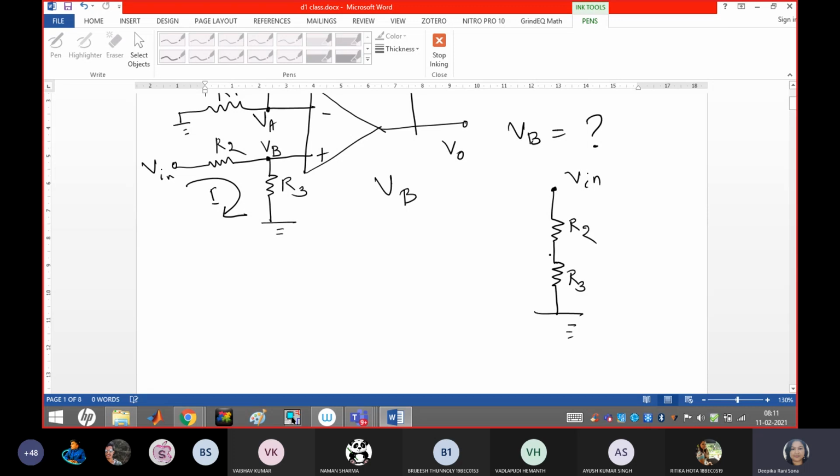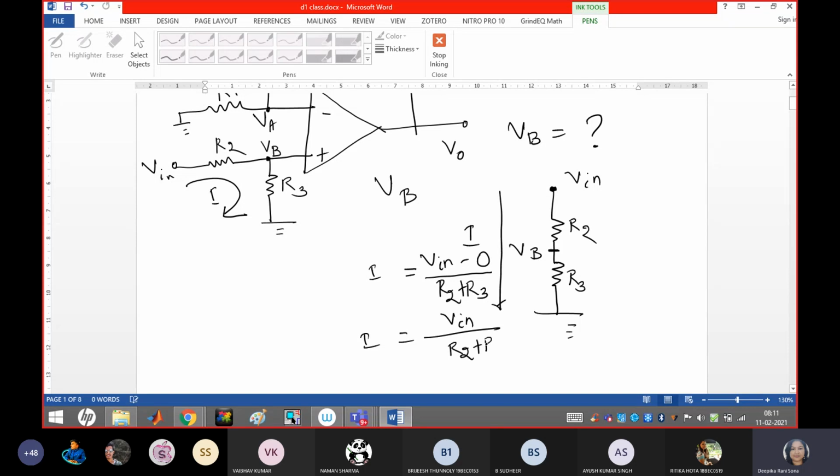R3, this is R2, and here we have been asked for the VB node, but the entire current is flowing through; this is I. Okay, so what is the I, guys? See, at the top of the terminal the voltage is V in, but at the bottom it is 0. So what is the equation for I? I can be written as V in minus 0 divided by the entire resistance. What is the entire resistance here? R2 plus R3. So I equals V in divided by R2 plus R3.